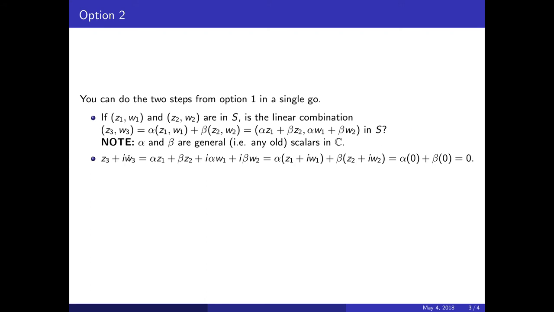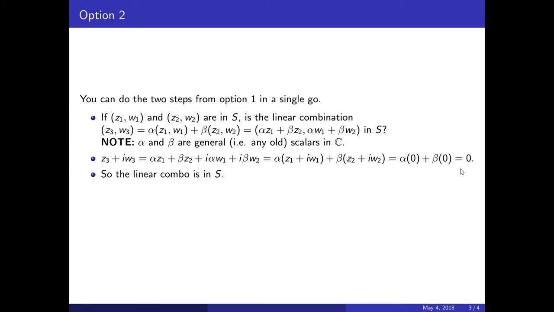Well, Z3 plus i W3 is equal to, and we work out, Z3 was alpha Z1 plus beta Z2, W3 was alpha W1 plus beta W2. You take out common factors and group things together in a convenient way. Z1 plus i W1 will be 0 because the first vector was in S, the space. Z2 plus i W2 will also be 0 because the second vector was also in the space. So that's alpha times 0 plus beta times 0, which adds up to 0. And so we conclude that Z3 plus i W3 equals 0, and therefore that linear combination must be in the space S because it satisfies the condition of the space.